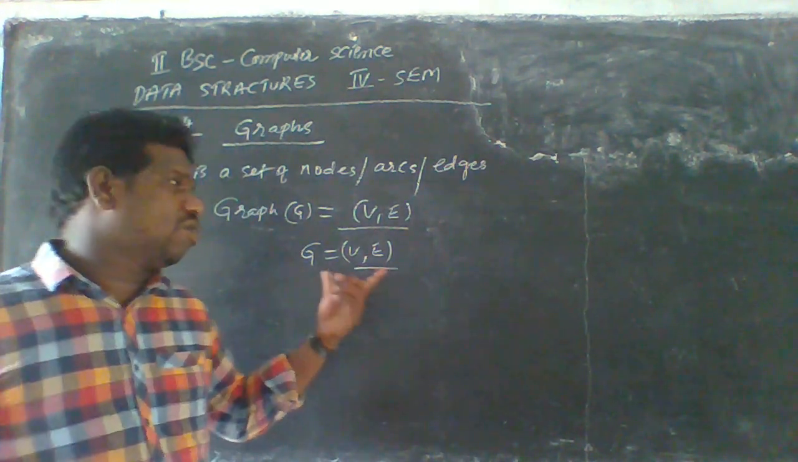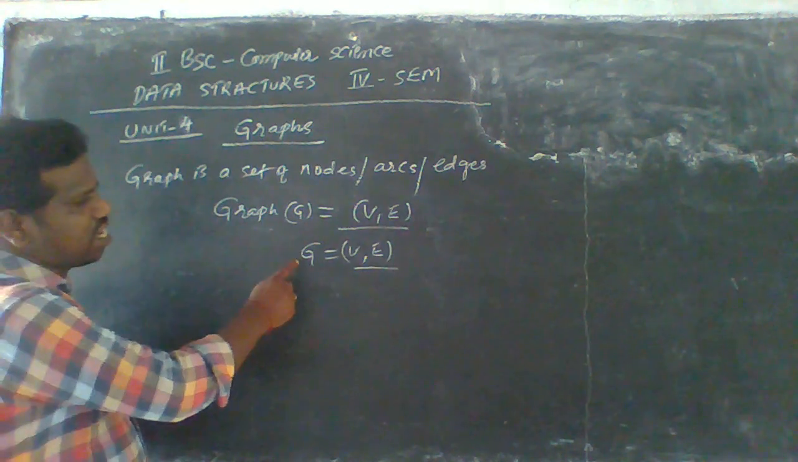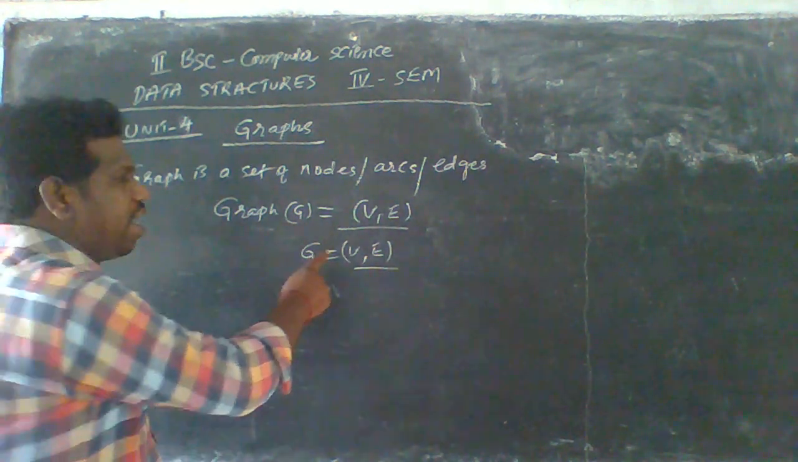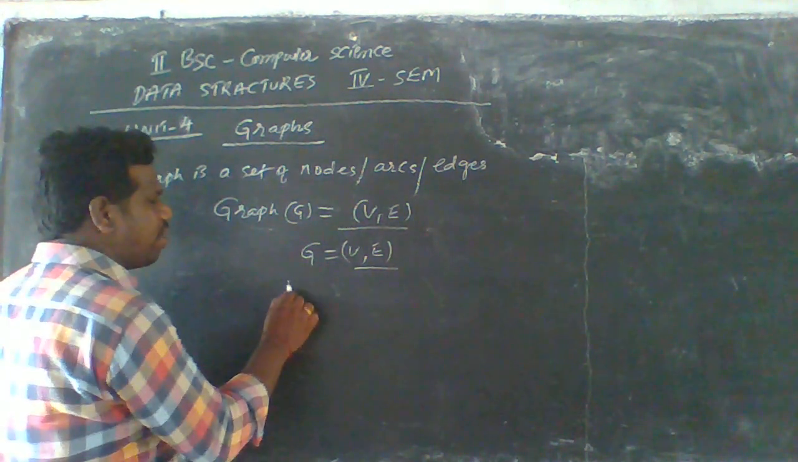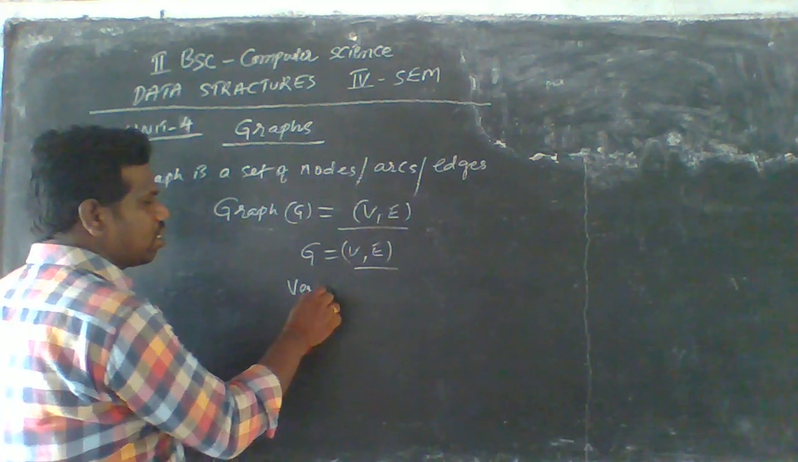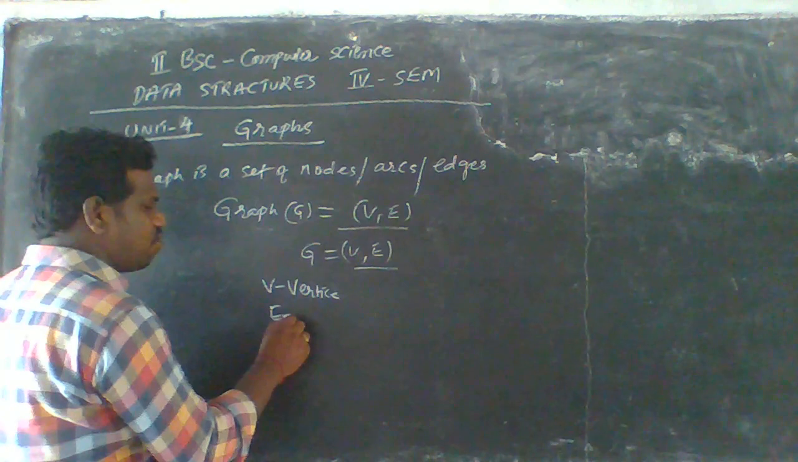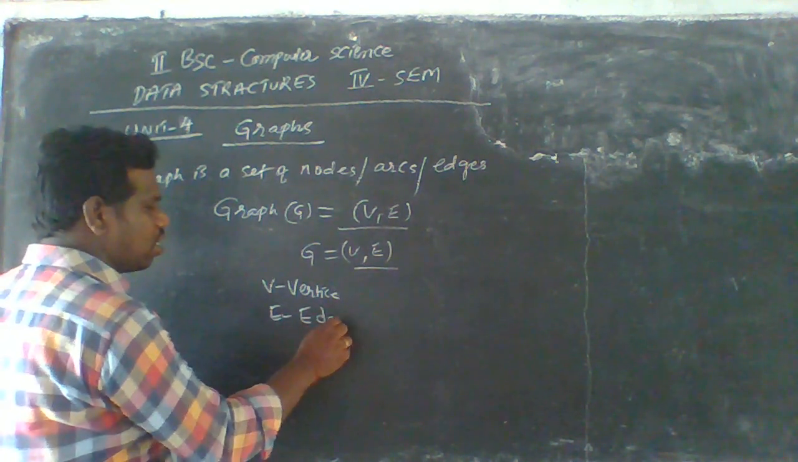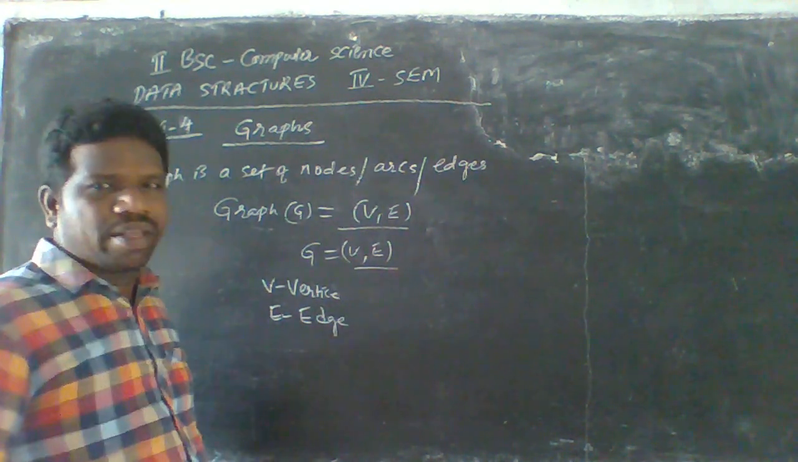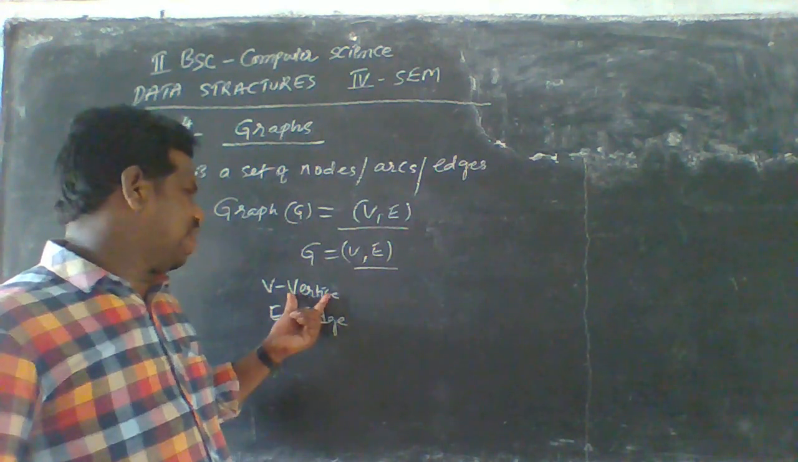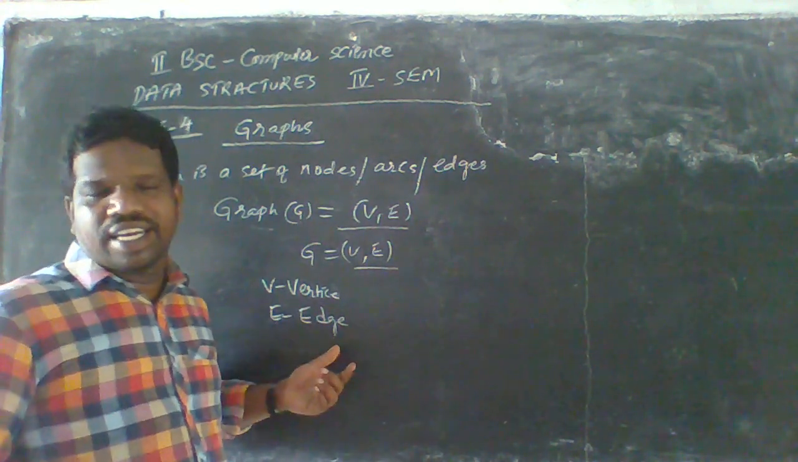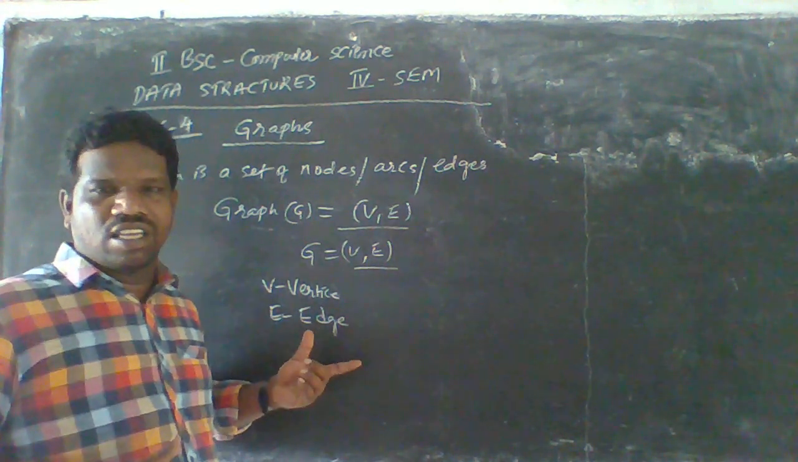Okay, so here G means graph, and V means vertex. V for vertex. E for what here? E for edge. Okay, so using vertex and edge, we can create the graph here.